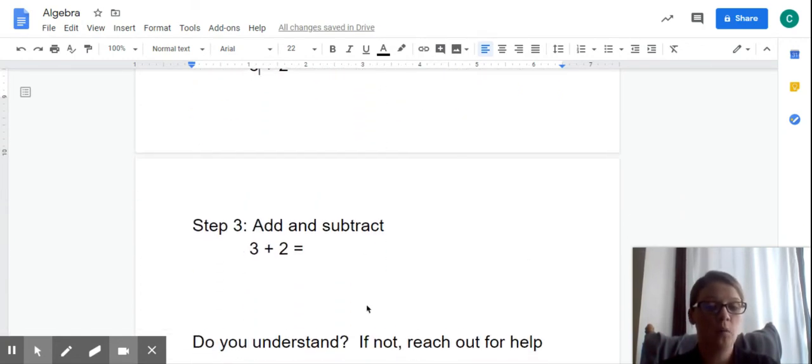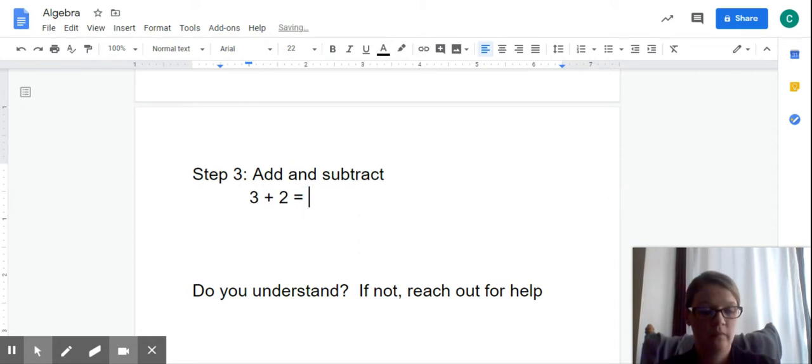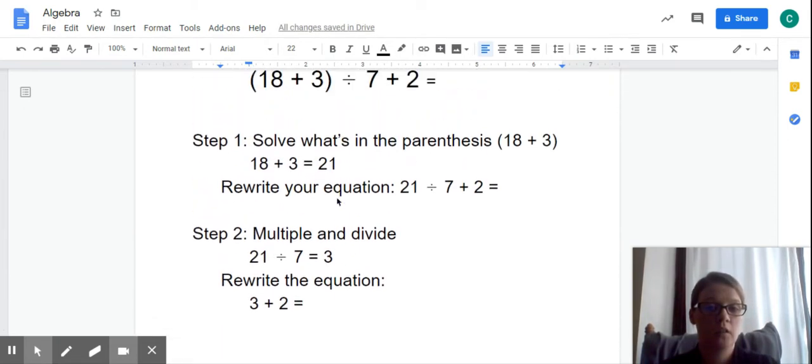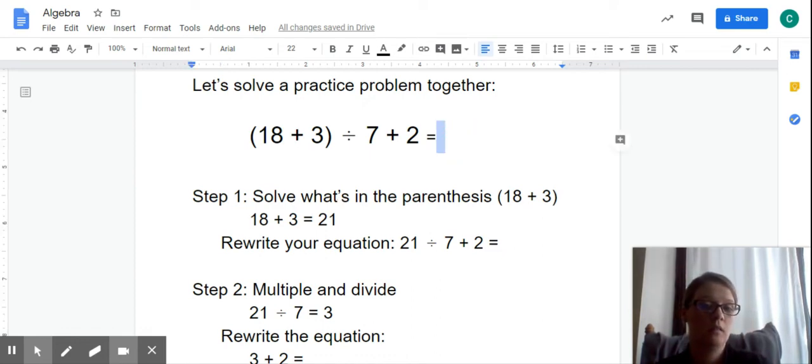And then step 3, we're going to do the addition and subtraction. Well, we know what 3 plus 2 is, right? 5. So the answer to this equation, 18 plus 3 in parentheses divided by 7 plus 2 is 5.